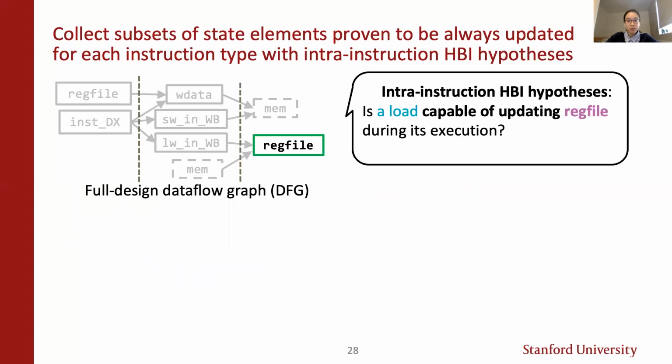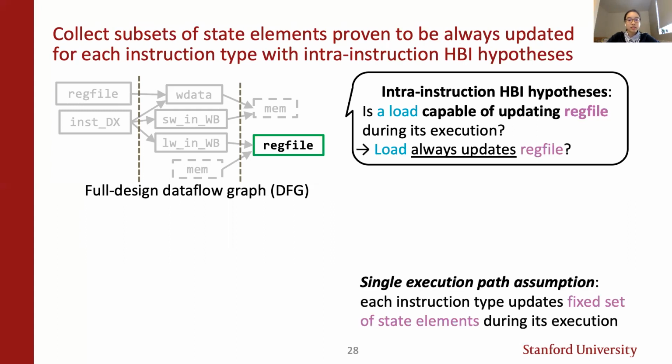Next, for each instruction type to be included in the final μspec model, such as load and store word instructions for conducting MCM verification, we identify the subset of state elements in the full design that can be updated during their execution. To do this, for each type of instruction, we generate an intra-instruction HBI hypothesis for almost every register in the full design DFG. Each hypothesis queries JasperGold whether an instruction is capable of updating, or in other words, changing the value of a particular register when it executes. One example asks whether the register file can be updated by a load instruction, as illustrated on this slide.